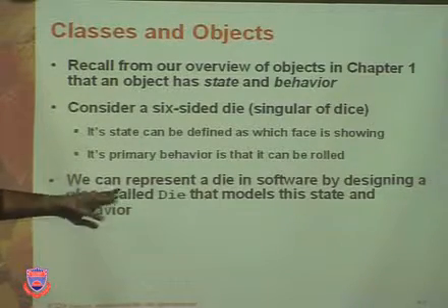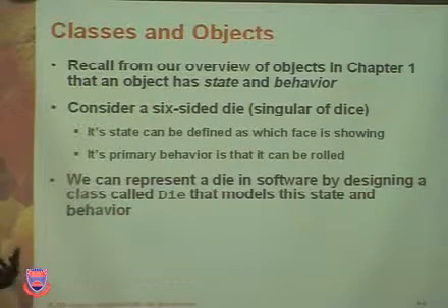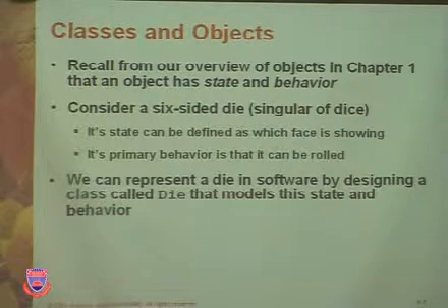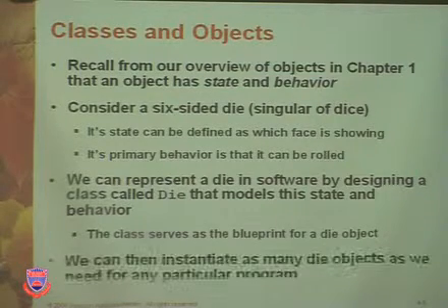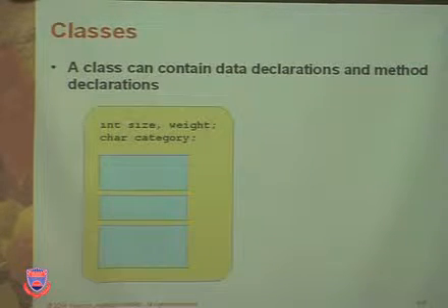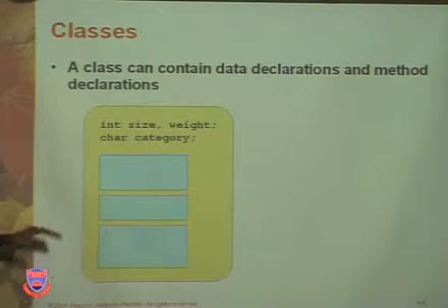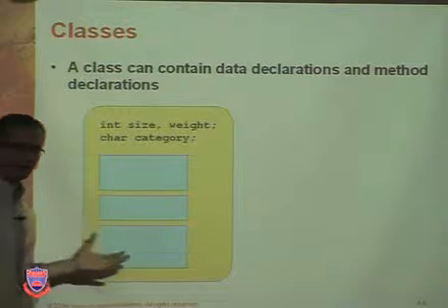So you can represent the die in software by designing a class called die that models this state and its behavior. Okay, so that's what we are going to do. Just to start with the classes again, we can instantiate as many dies as we like, so we can have multiple dies that we are playing around and using them.